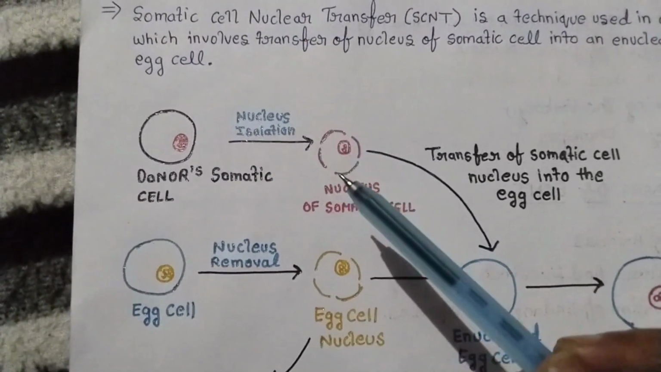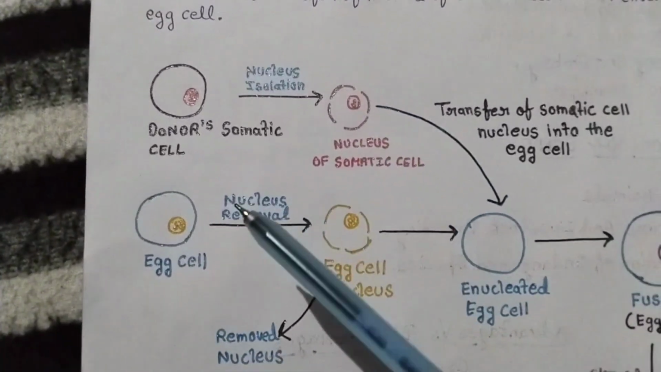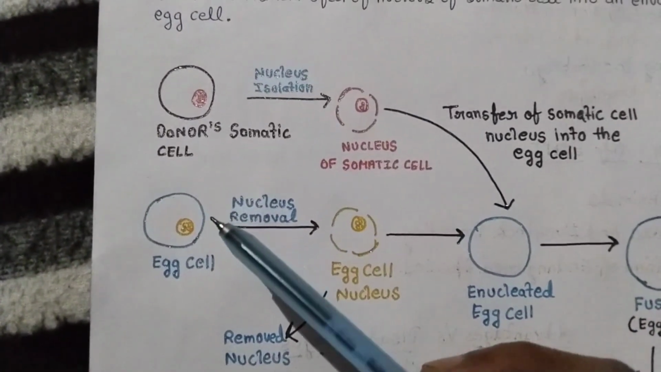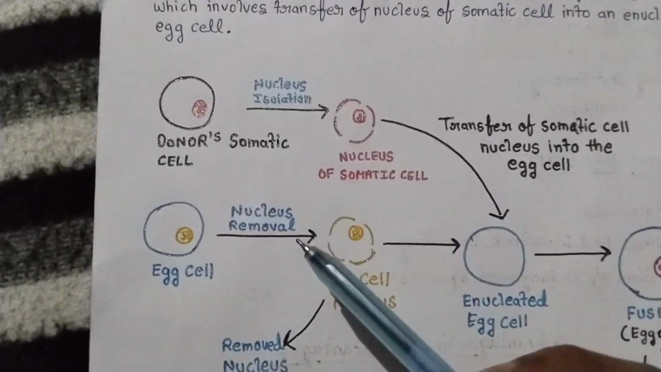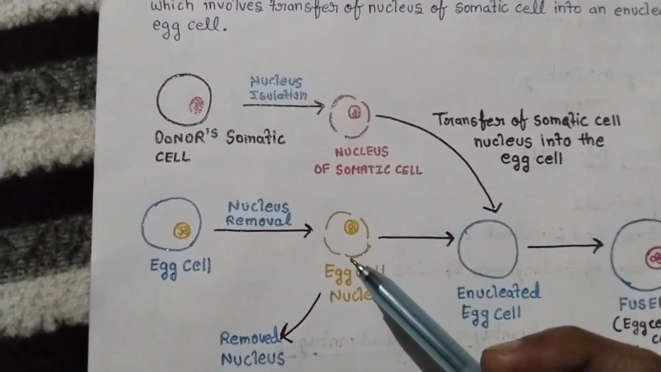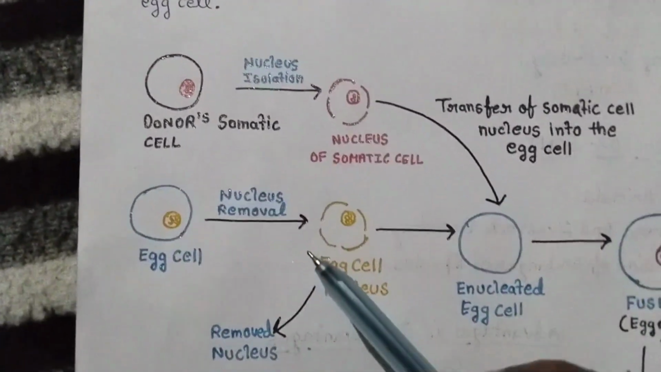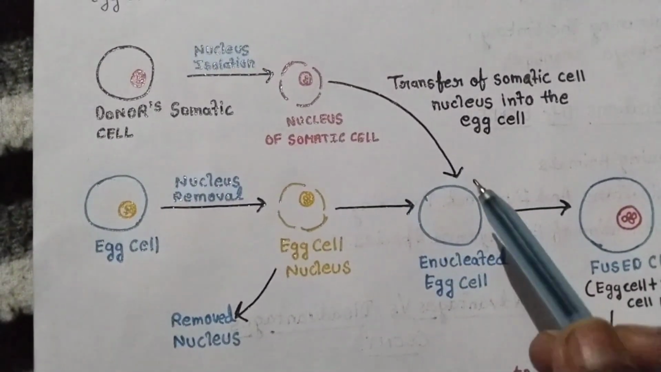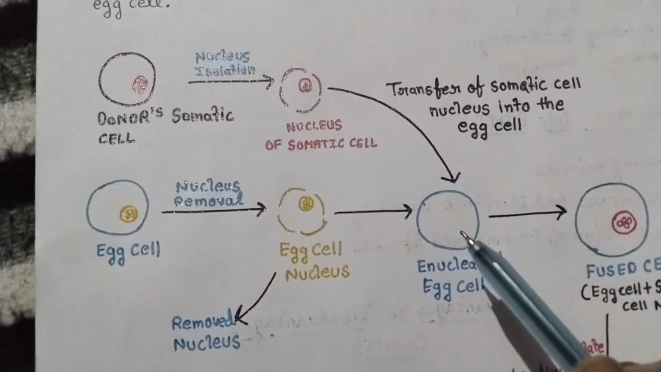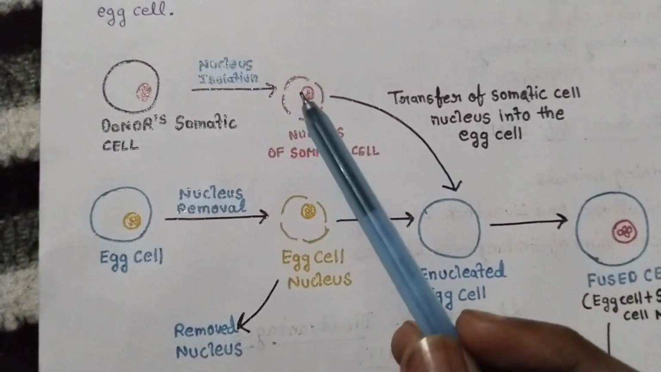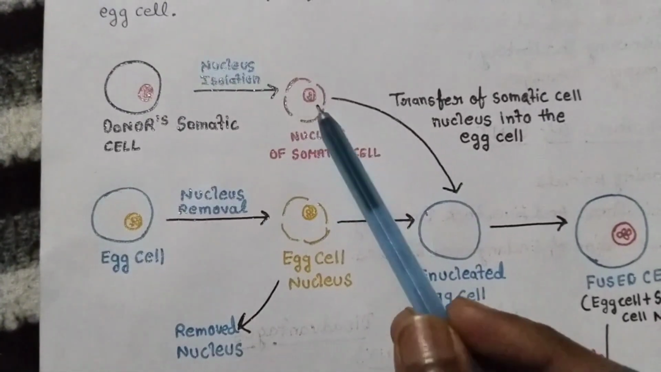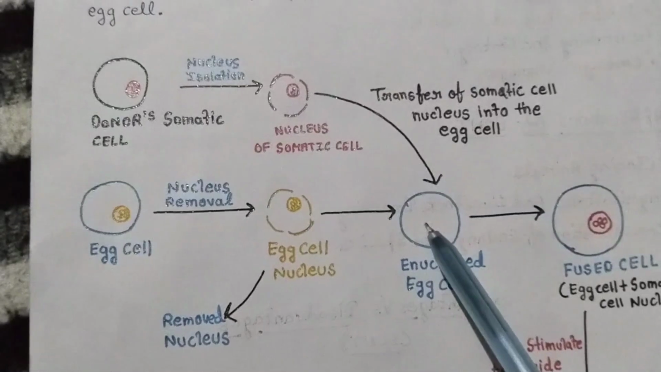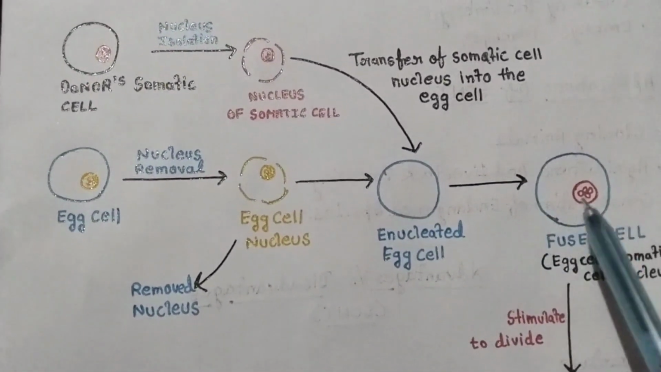After isolating the nucleus of the somatic cell, in the next step we take an egg cell from the female animal. After taking the egg cell, we remove the nucleus of the egg cell, and an empty egg cell, or enucleated egg cell, is formed. In the third step, we transfer the nucleus of the somatic cell into that empty egg cell, which results in the formation of a fused cell.